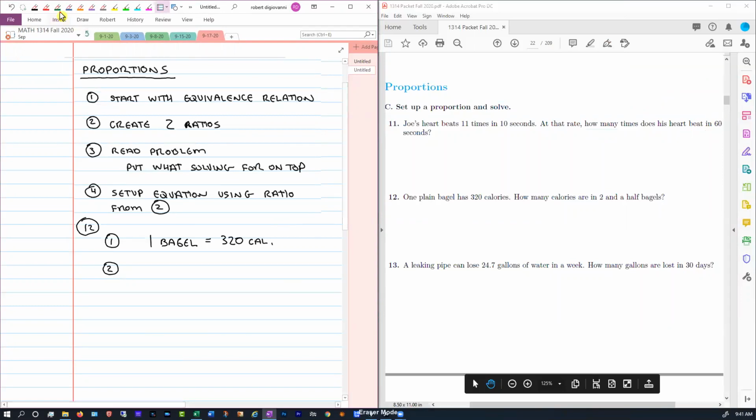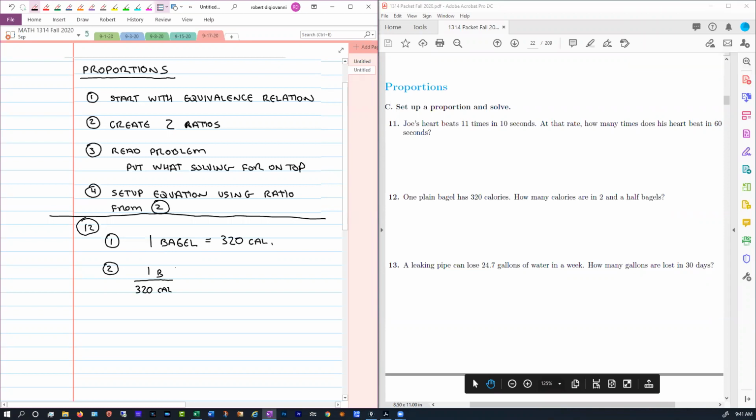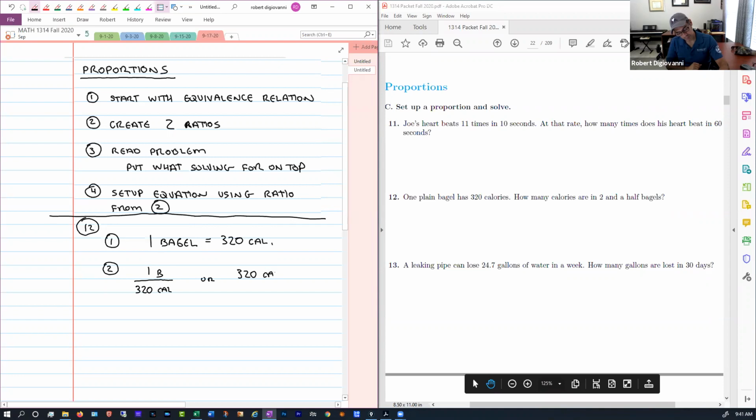Well, now you got to do the two ratios. So either one bagel over 320 calories. Or I'm just going to put 1B. Is that okay, everyone? I'm being lazy today. Over 320 calories. All right. Or 320 cal over 1B. Okay, so good. You set up the two ratios.